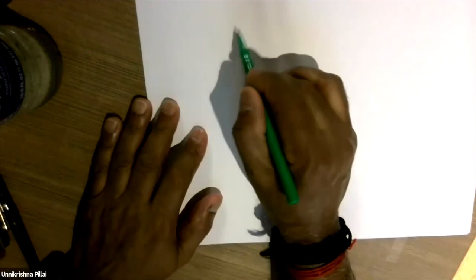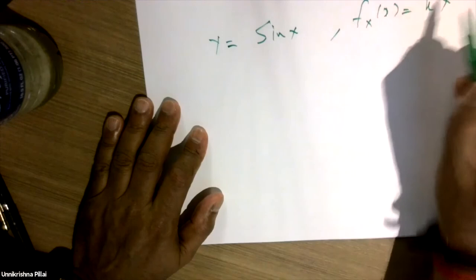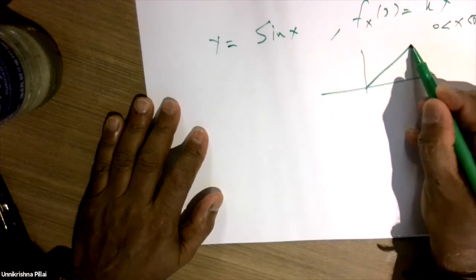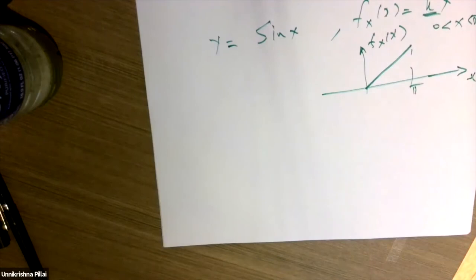So let's say y is sine x. First of all, f of x is a straight line between 0 and pi. Anybody, what is the value of this constant? I left it, you can do it mentally. What's the value of that constant? What should it be? Anyone?